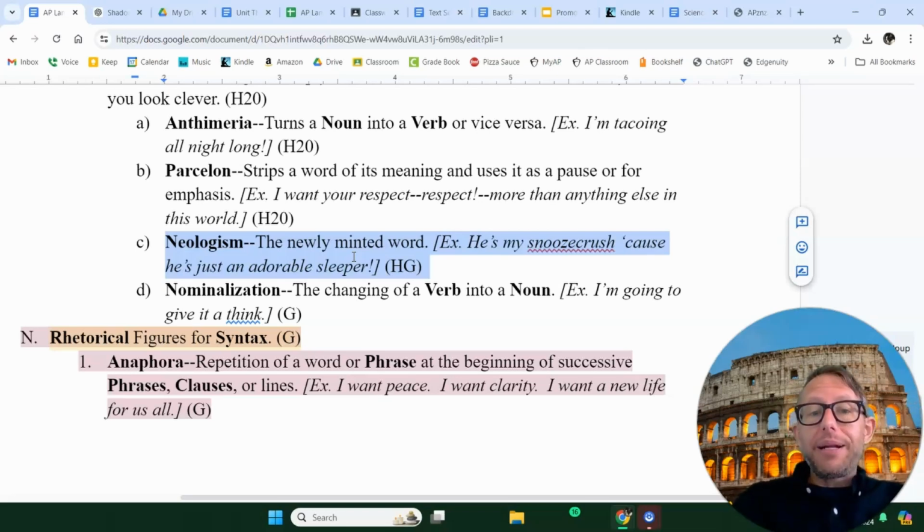And then nominalization, which is kind of like anthimeria. In this case, we're specifically changing a verb into a noun. So here's an expression that people often use, and that does exactly this. I'm going to give it a think. So think is obviously a verb, but in this case, we're using it contextually in that sentence as a noun. So I'm going to give it a think. That's not typically a correct sentence, as you can see by the blue squiggly line on my screen right now, but we all understand what they're trying to communicate.